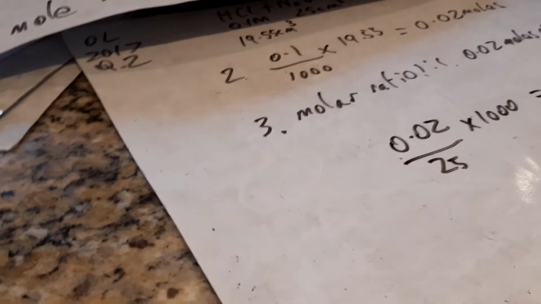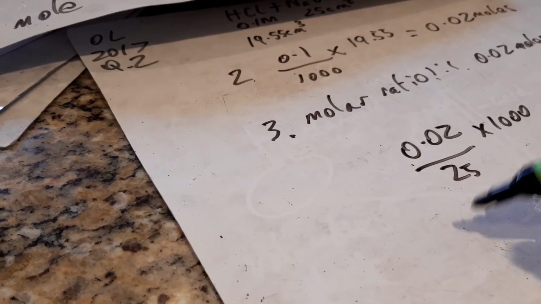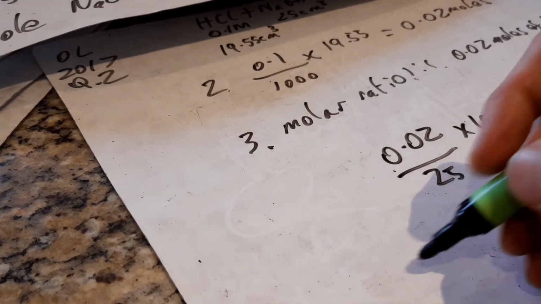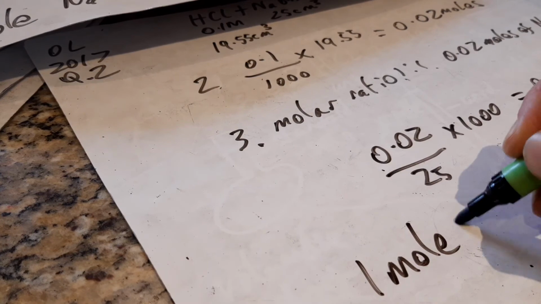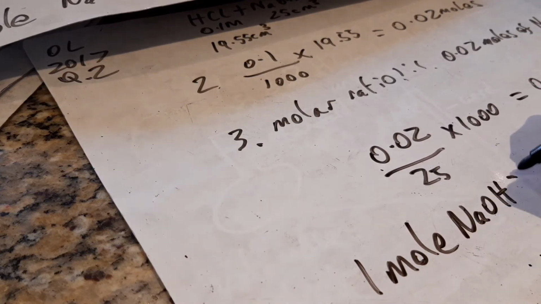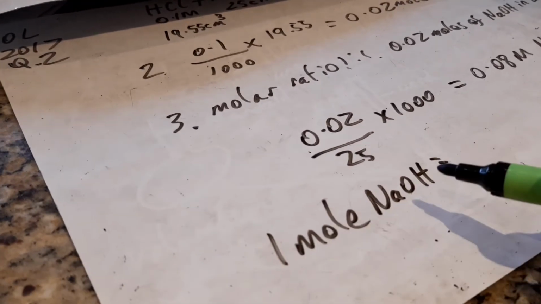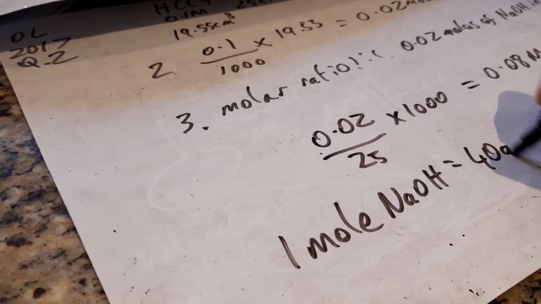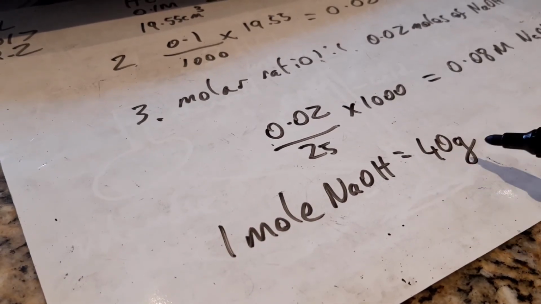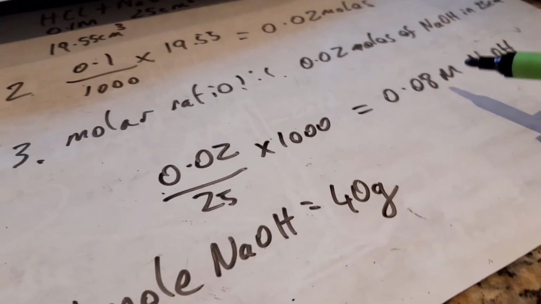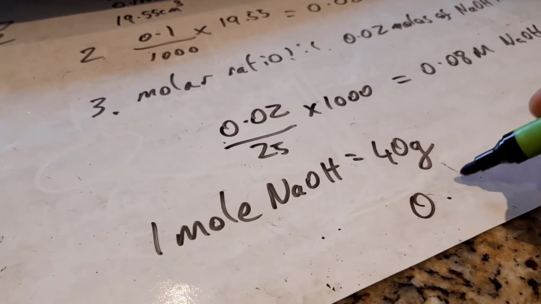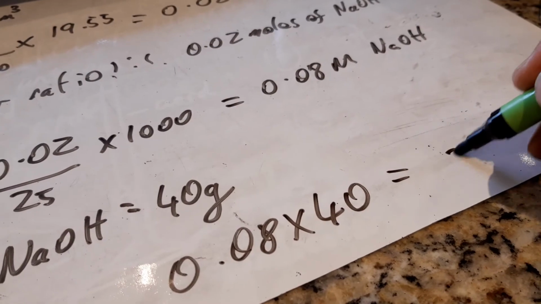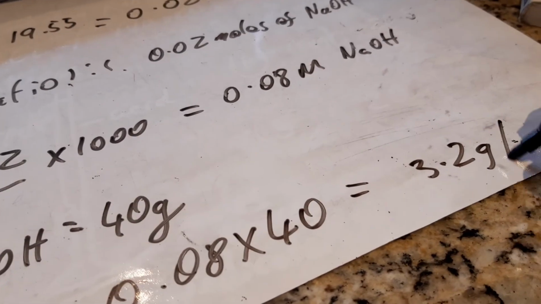The final step it asks you to do is to change that to grams per litre. Hopefully, when you're changing moles to grams, you know you need to go to your periodic table and work out what 1 mole of sodium hydroxide weighs. You're going to find sodium, oxygen and hydrogen in your periodic table and add up those masses, that's 23 plus 16 plus 1, which gives you 40 grams. So 1 mole of sodium hydroxide has a mass of 40 grams. What mass does 0.08 moles have? We're going to multiply 0.08 times 40, and that gives us 3.2 grams per litre.